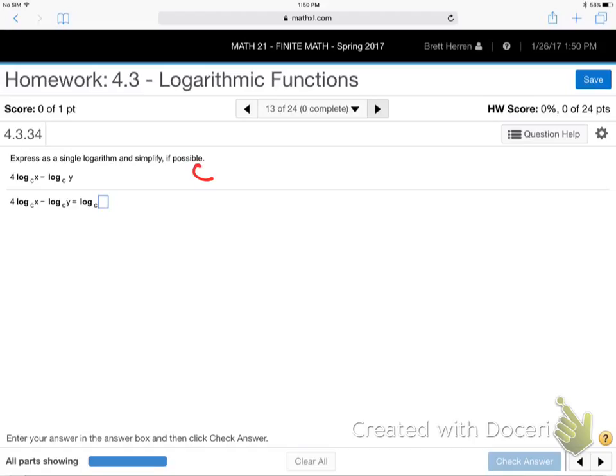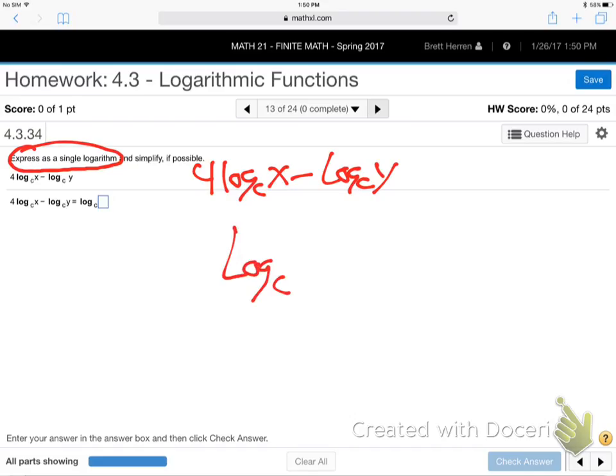Okay, so we have 4 log base c of x minus log base c of y. They want me to express as a single log. They're saying, hey, take those 2 logs and smash them into 1 log. Make 1 log out of them. Crunch them together. So here we go. Log base c, the base never changes, right? So that's just automatic. Log base c.